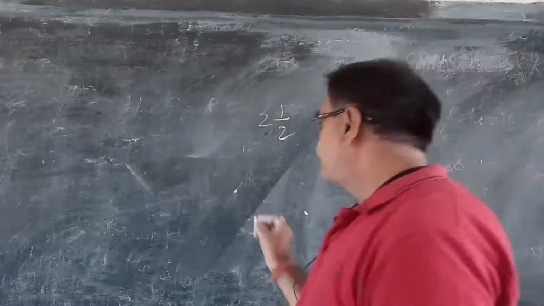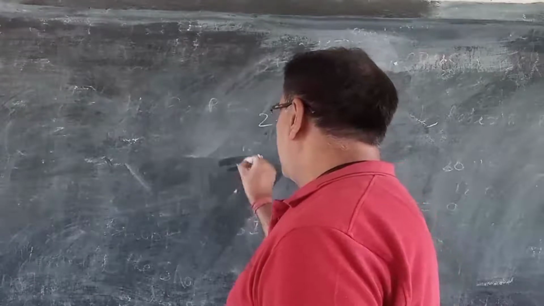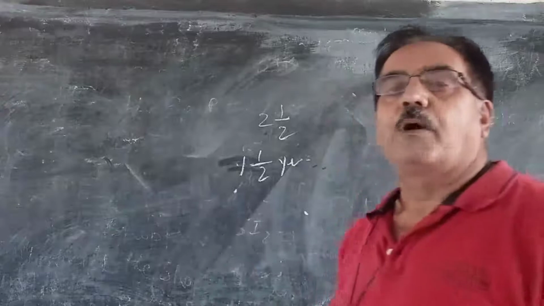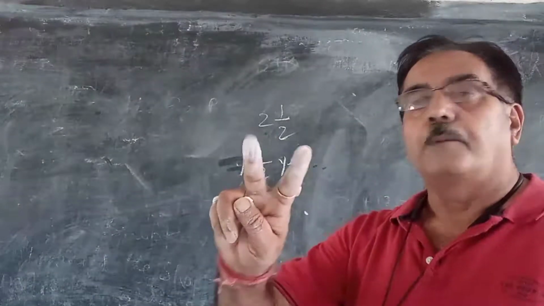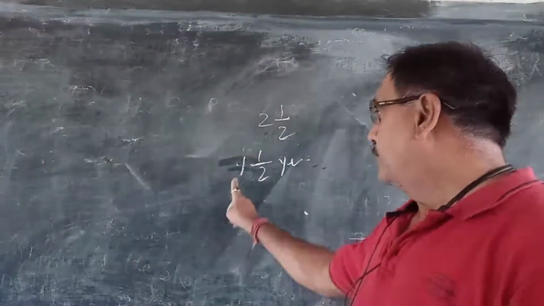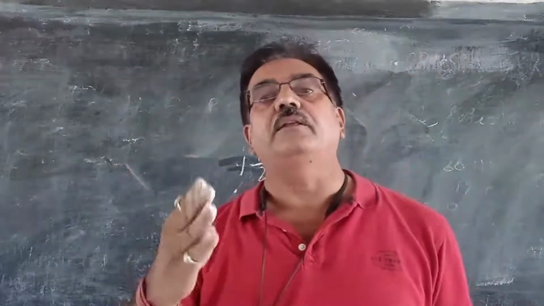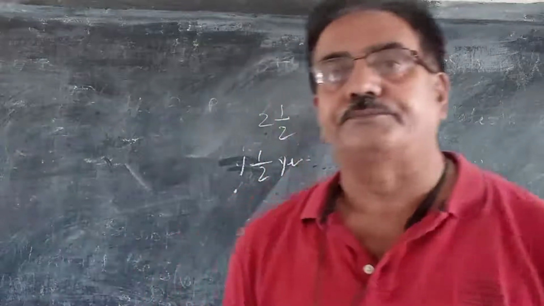Take 1.5 years compounded half yearly. So 1 year there are two 6 months plus another 6 months. So 3 steps. This question you have to solve in 3 steps when it is given compounded half yearly.